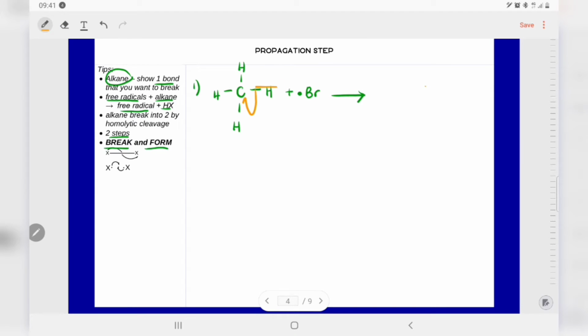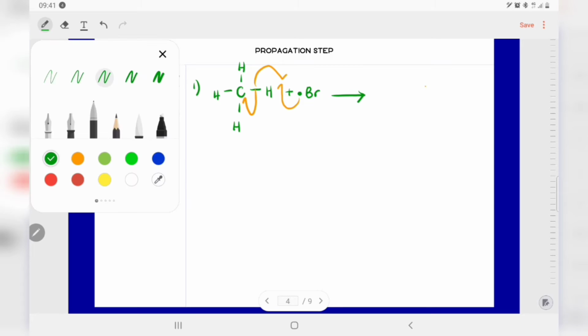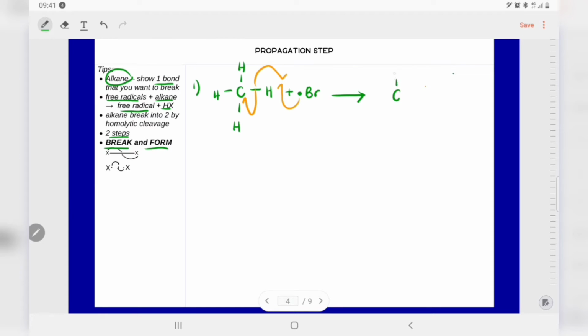But the H needs to form another bond with Br. So what should H do? He gets the electron and takes the electron to meet the electron of the Br. So it will form 2 compounds, CH3. Why CH3? Because one H is broken. Plus we have HBr.